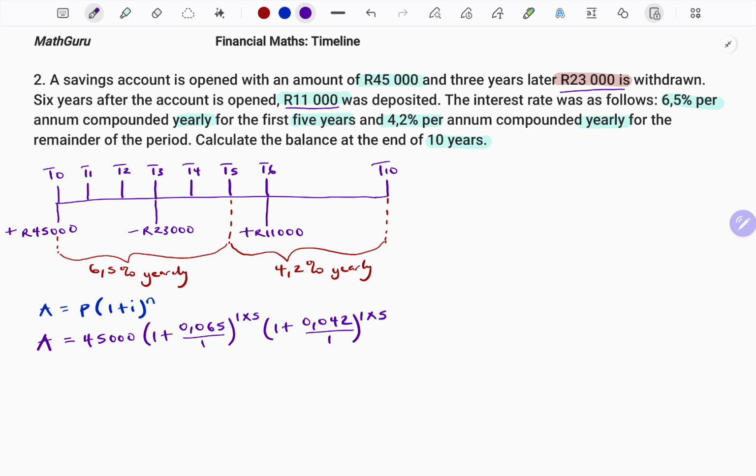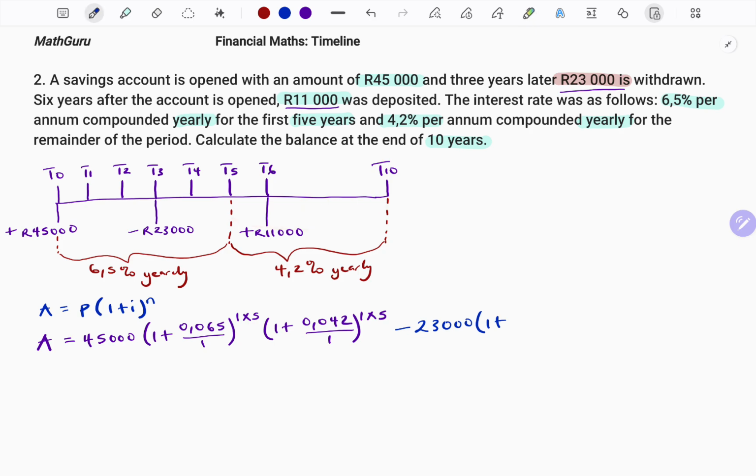I'm going to move to the next one, and that is my withdrawal of 23,000. What I'm going to calculate is what will have happened if I hadn't withdrawn the 23,000, together with the interest for that period. So I have minus 23,000 multiplying 1 plus. Note that my 23,000 started from year 3. So I have that running from year 3 to year 5, that's 2 years. And then I'm going to do from year 5 to year 10, that's 5 years.